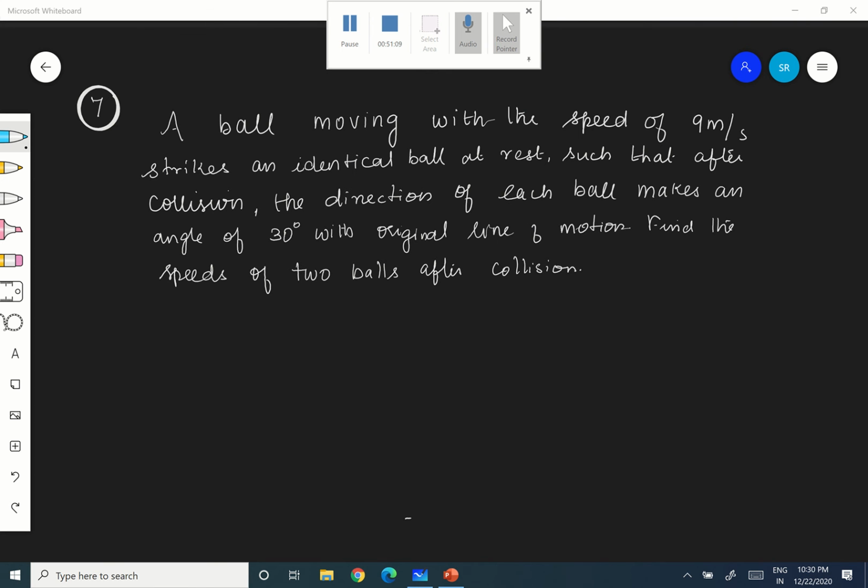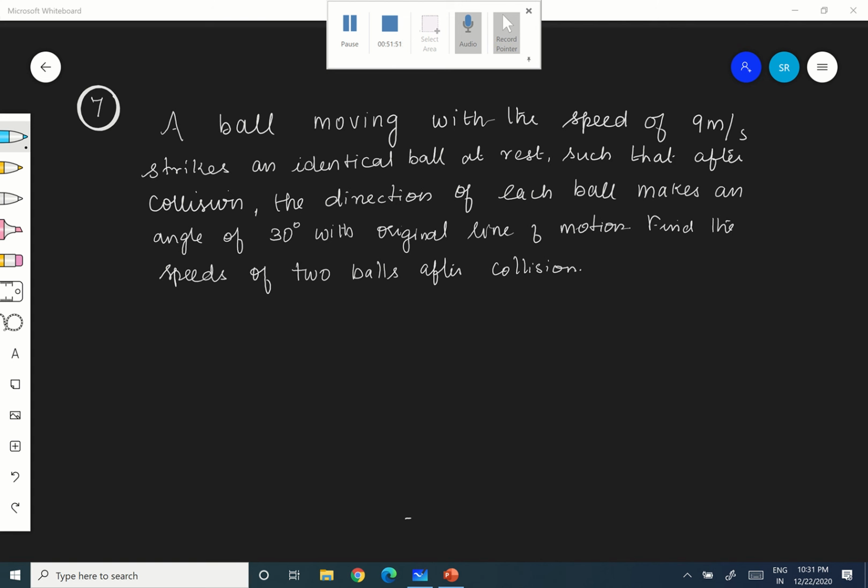Next, a ball moving with a speed of 9 meters per second strikes an identical ball at rest. Here also, the second ball is at rest, such that after collision, the direction of each ball makes an angle of 30 degrees with the original line of motion. Okay, very much similar to this one. Therefore it is a two-dimensional collision. Find the speeds of the two balls after collision. Here the type of collision is not given. So, you better don't consider kinetic energy conservation. In the previous case, it is given they undergo elastic collision. But here, nothing is given. So, be safe. Take only momentum conservation. That is enough.